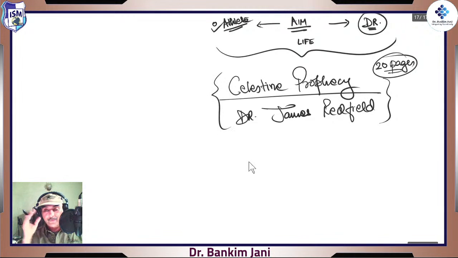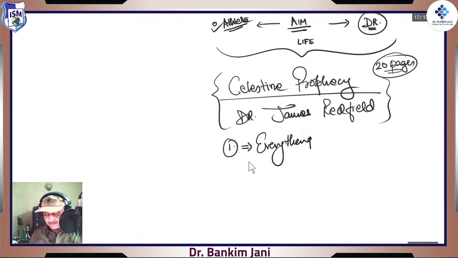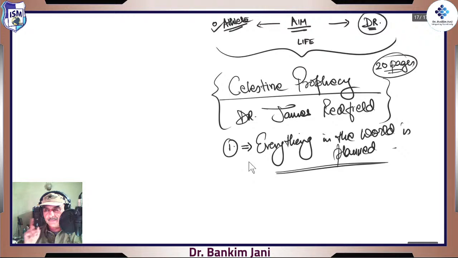Now, there are 9 prophecies. 9 prophecies means those 9 universally true sentences, right? And in that, I'll just talk about the first sentence: that everything in the world is planned. It was in your destiny to become a doctor. Definitely you'll become a doctor, but what quality of doctor, that is now in your hand. As you take out some time, try to read this book.